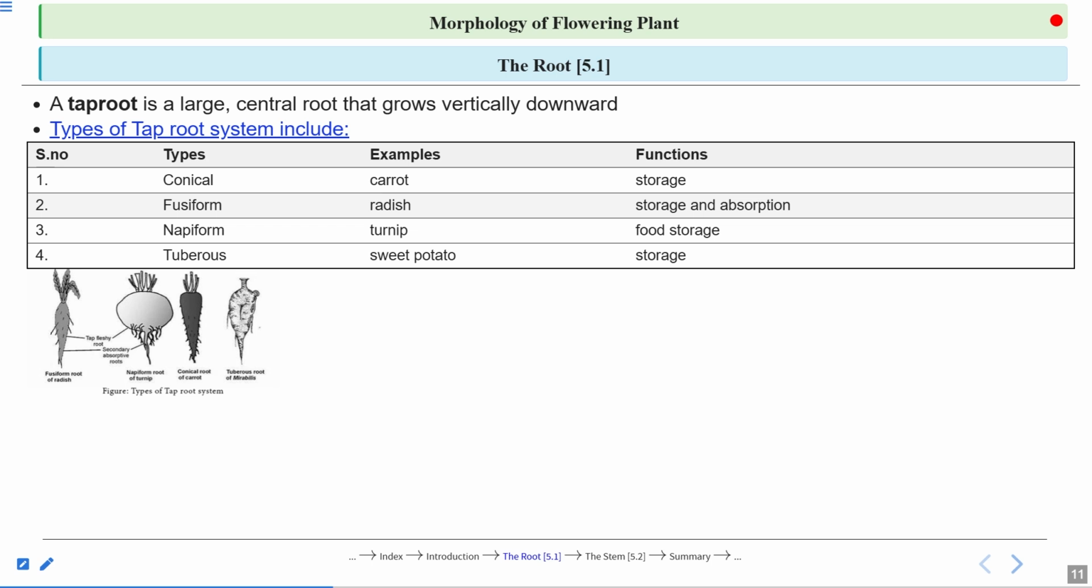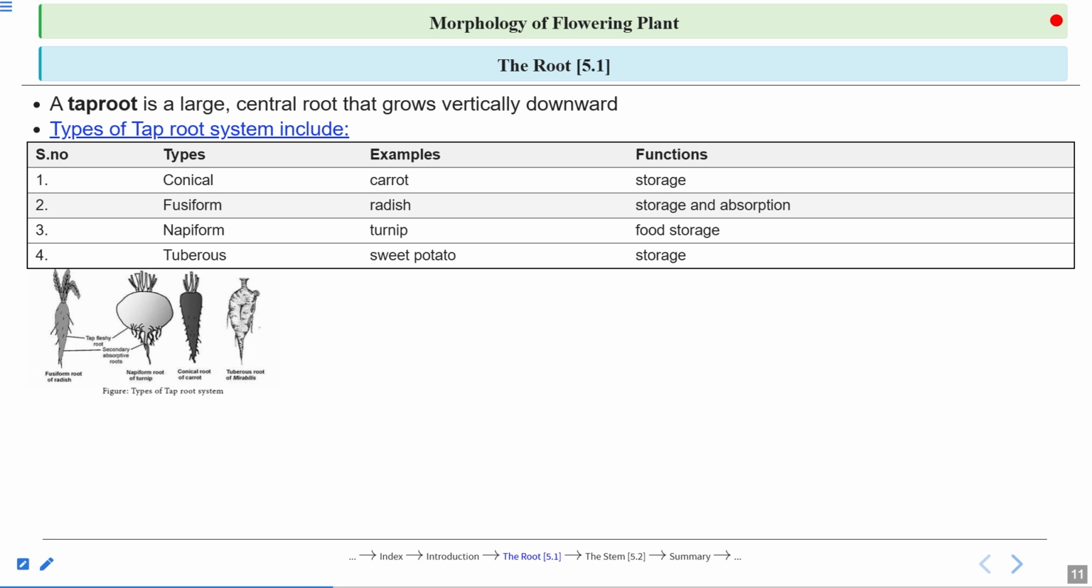It is also helping the process of absorption of water from the root. In fact, every root, whether it is a carrot, radish, turnip, sweet potato, every root is absorbing the water and providing it to the shoot system so that the shoot can do the process of photosynthesis, right? So every root is storing the food material, but their shapes are different, right?